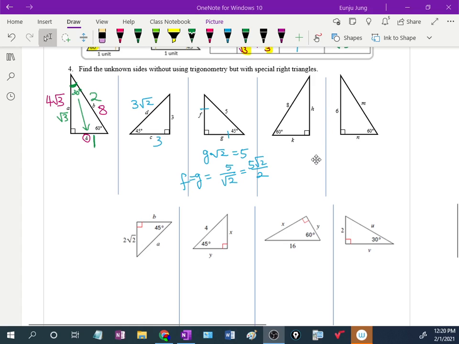What is the name of this special right triangle? 30, 60, 90 degree special right triangle. So what is the ratio? Let's write down the ratio. Let me choose the pen again. This is 30 degrees. So the side opposite this 30 degree angle is 1, the shortest length. And the hypotenuse is longest. And the third one is the root 3 ratio. Okay, 1 to root 3.